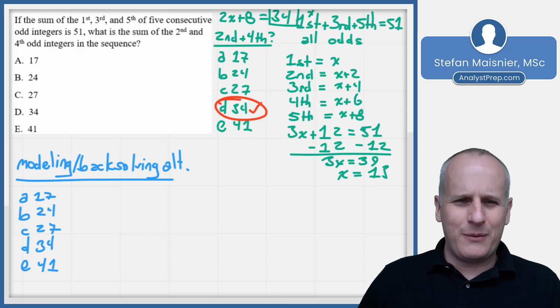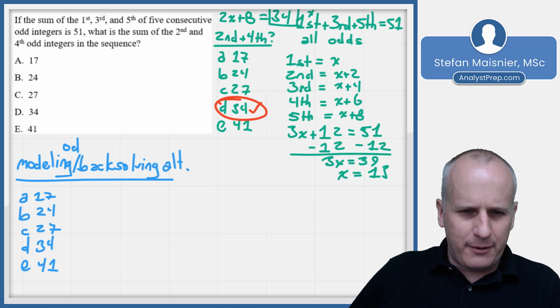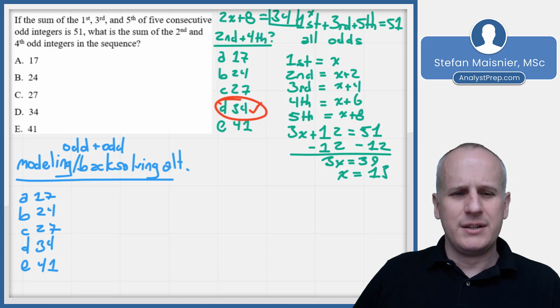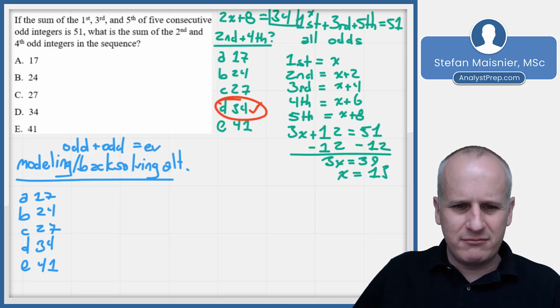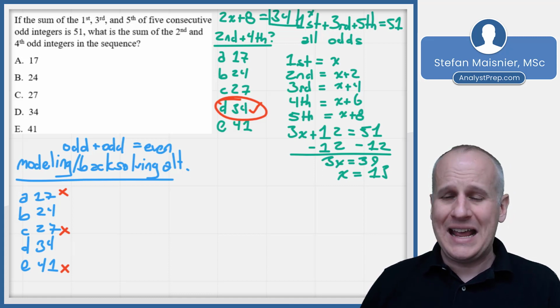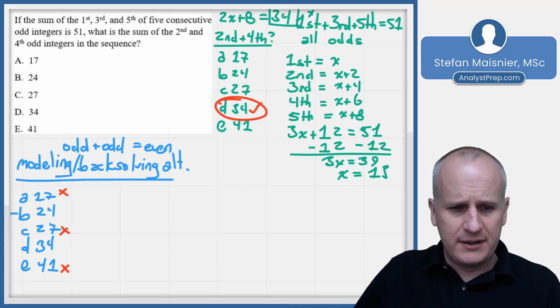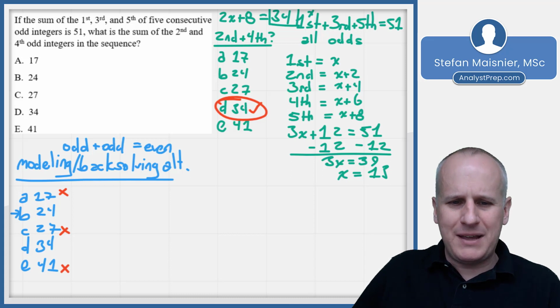So we know that we're going to have a second and a fourth that are both odds because it says that they're odd integers. So an odd plus an odd always has to be an even. So that means we can eliminate 1, 2, 3 options based on that logical evaluation alone. And then it becomes a matter of just plugging in the odds that would add up to 24, but be 2 apart.